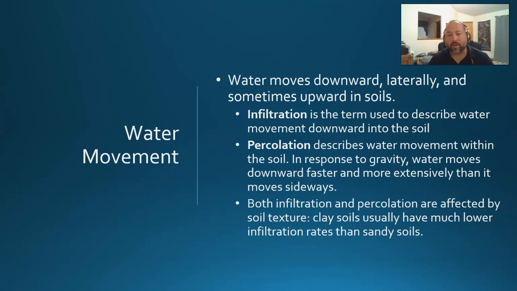Percolation describes water movement within the soil. In response to gravity, water moves downward faster and more extensively than it will go sideways. So it's easier for water to move down because of gravity, a little harder for water to go sideways, but it still can do it. And both infiltration and percolation are going to be affected by soil textures.